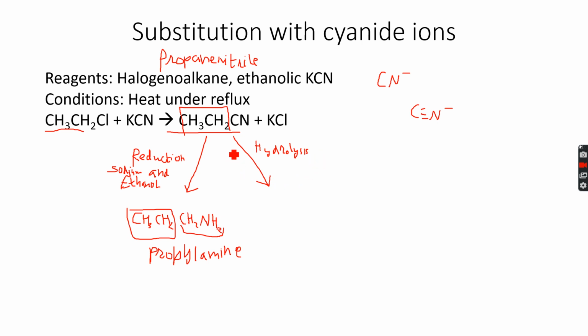So in the hydrolysis of nitriles, what you can have is you break the CN bond and you get a carboxylic acid in place of it. So what I mean is you get CH3, CH2, COOH. So the nitrile group becomes a carboxylic acid group. So you can see that this is propanoic acid.